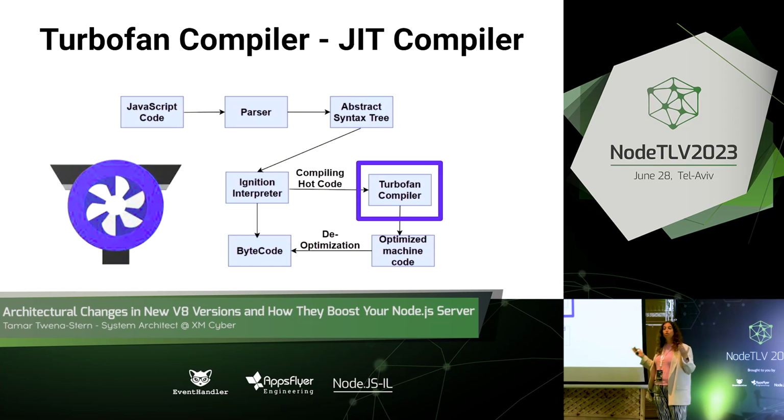And then we have the TurboFan compiler. TurboFan is an optimizing compiler. It takes code that ran a large N of times, let's say 1,000 times, and creates an optimized binary for that code. From the point that it creates the optimized binary, every time that code runs, the Ignition interpreter is going to fetch the binary and run it instead of parsing into bytecode.